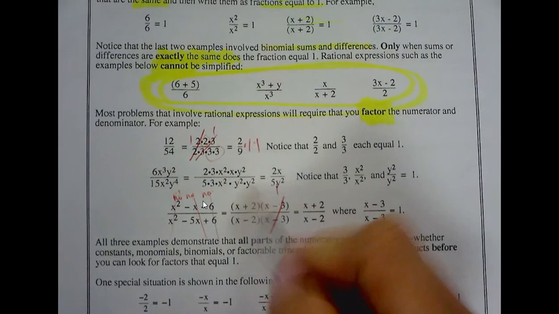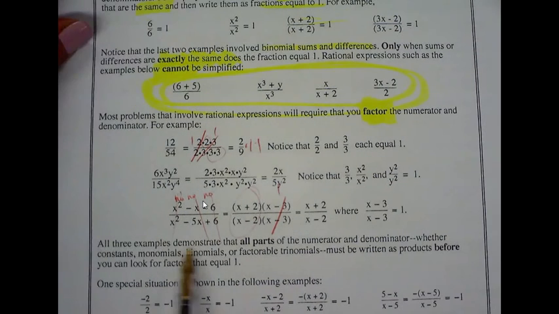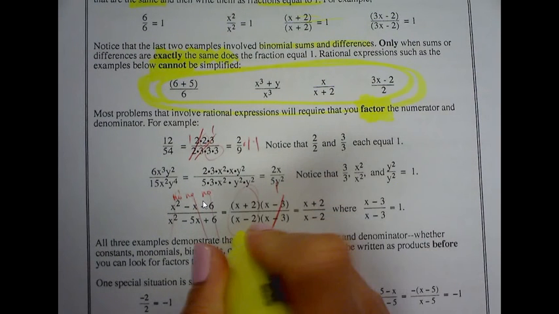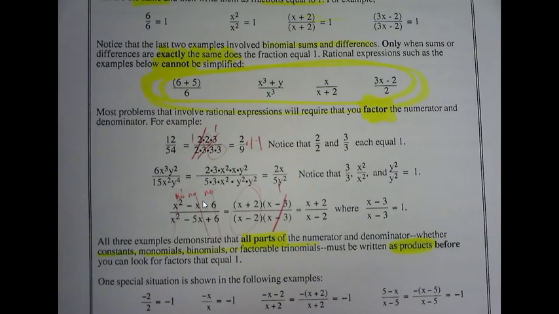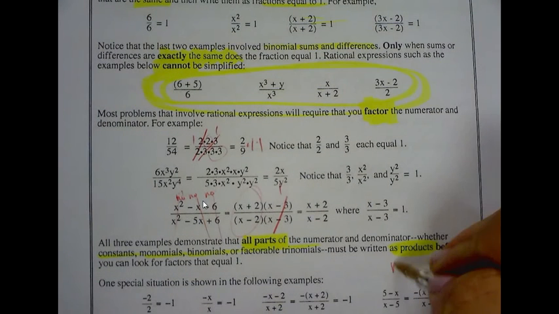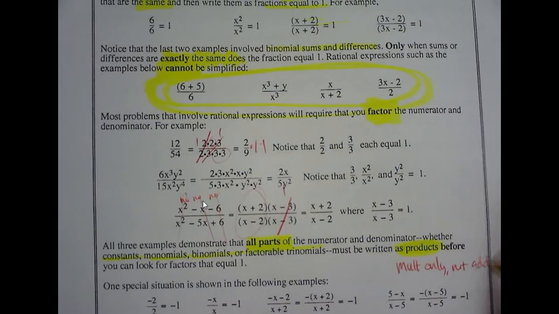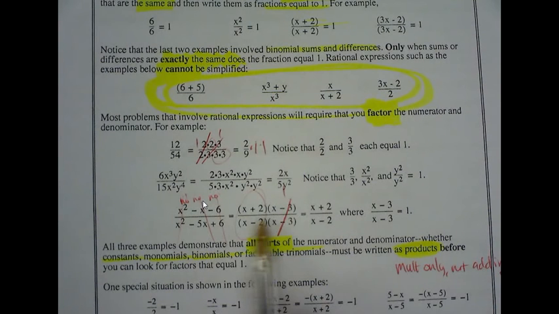All three examples demonstrate that all parts of the numerator and denominator, whether they're constants, monomials, binomials, or factorable trinomials, must be written as products. What does a product mean? Multiplying only, not adding. So when things are being added, you can't just cancel stuff. The only reason I could cancel these is that they are multiples. These are products. Once you have only products, you've factored everything out, then you can start canceling.